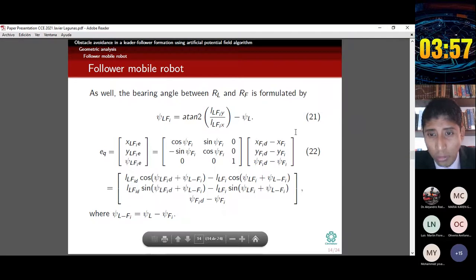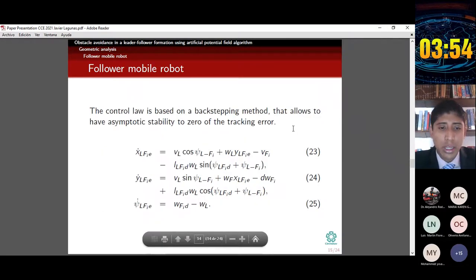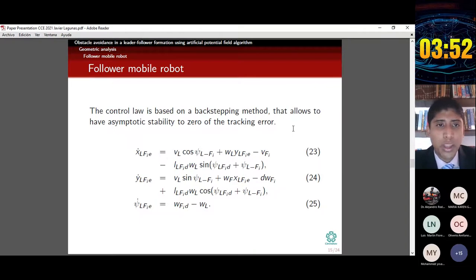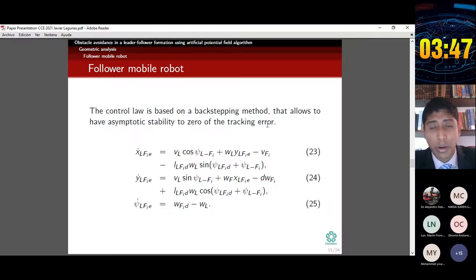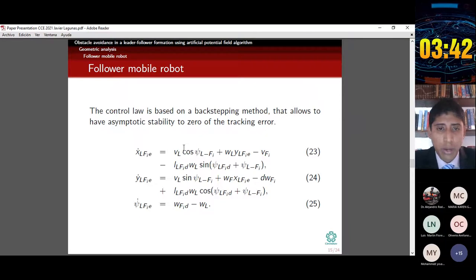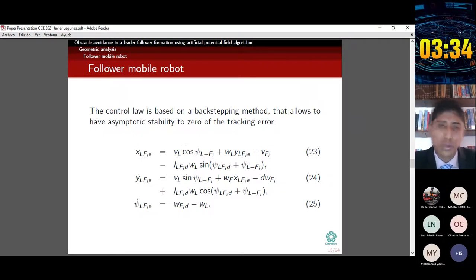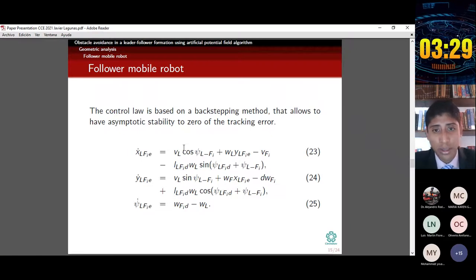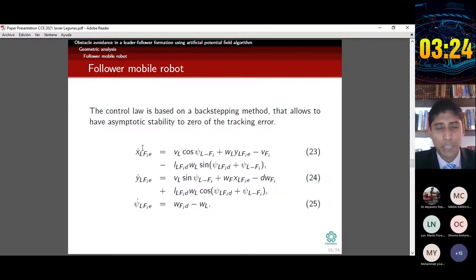So to carry out the design method, we use a control law based on a backstepping method, which is a recursive method that allows asymptotic stability to zero of the tracking errors. The dynamic model of the tracking error is obtained by taking the time derivative of equations 22, the errors that I showed you, and it follows with a lot of math that is already explained in the paper in equations 23 to 25.